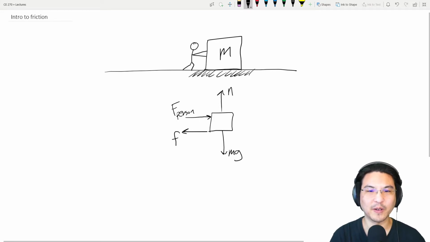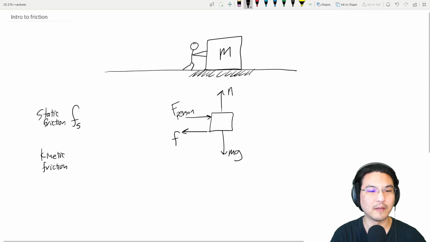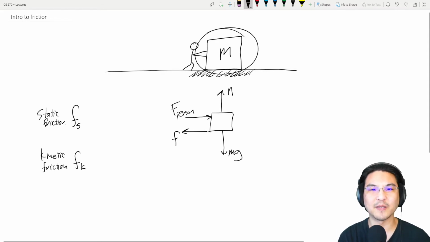Okay, so there are two types of friction, depending on if the crate is moving or if it's just sitting there. Static. So there's static friction, I'll just call it F sub S for static. And then there's kinetic friction. Right, so static friction for when this object is not moving, and then kinetic if it's already moving.